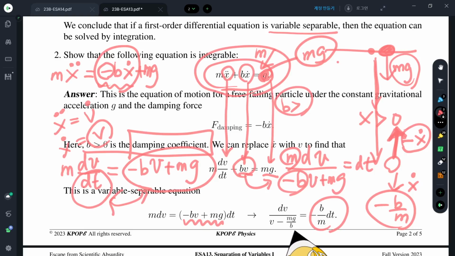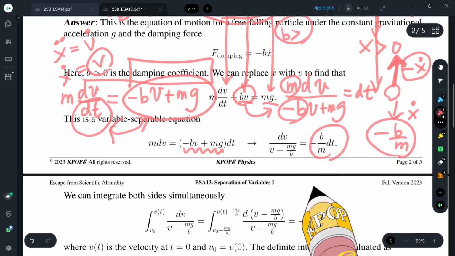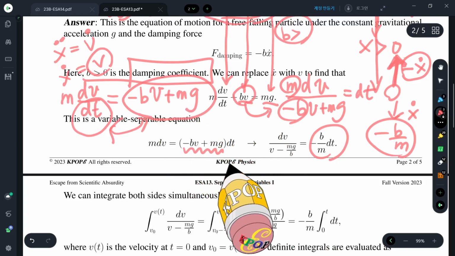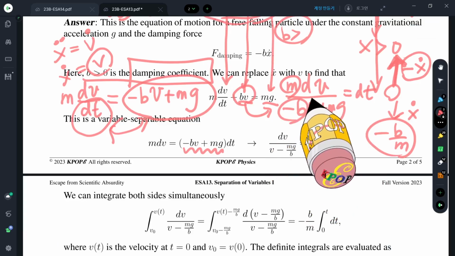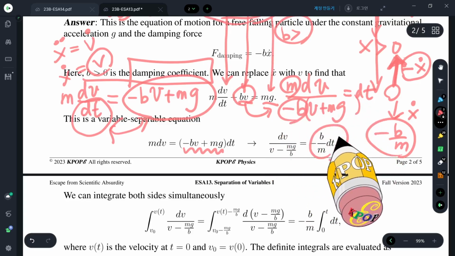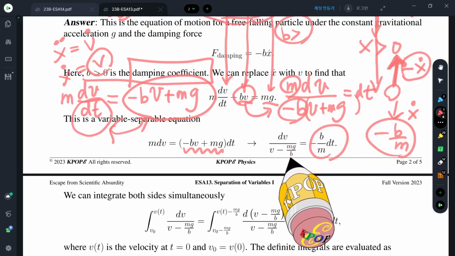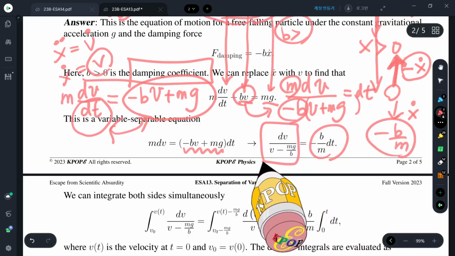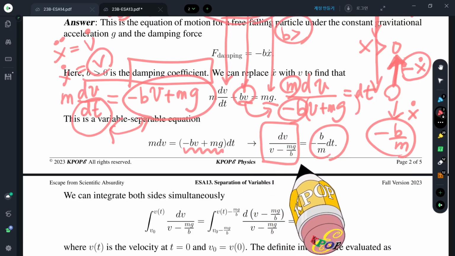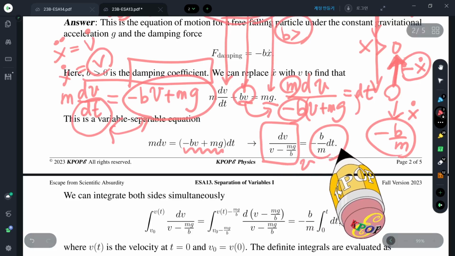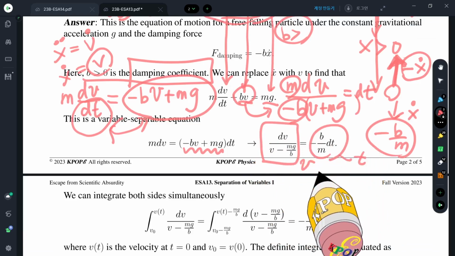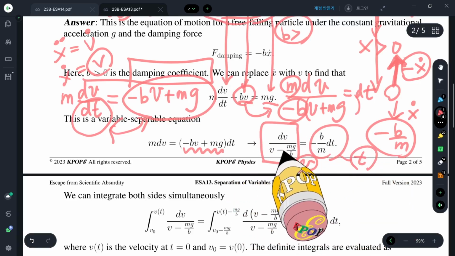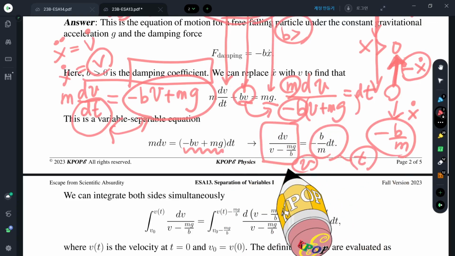By the way, wait a second, mg and minus bv, we pull this out, b factored out, and it becomes mg over b. Okay, that's fine. So we can see this left hand side depends on v only, and the right hand side depends only on t. So we have separated the two variables v and t. And now we can integrate both sides simultaneously.